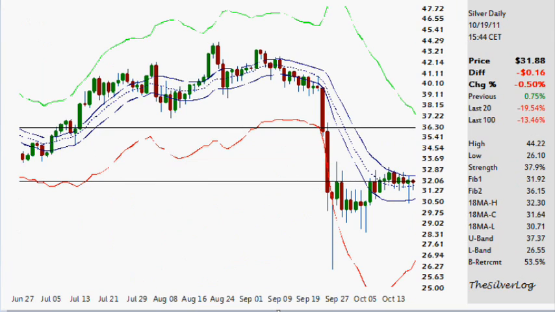On the daily chart, we have the Fibonacci levels from the highs of $44.22 and the lows of $26.10. The significant Fibonacci levels are that of 31.92, which pretty much is where we are right now, as well as that of 36.15. We are also within this little band area. We have been for the last couple of weeks now. This band has now started to flatten out and go sideways. These upper and lower bands are starting to move in together. Keyword is starting. They still got a ways to go, where it's showing a lot of indecision.